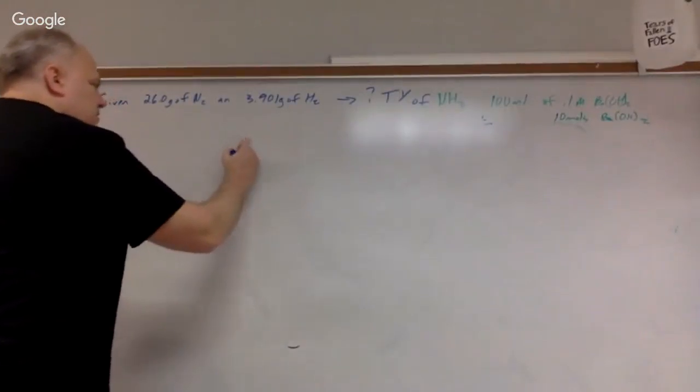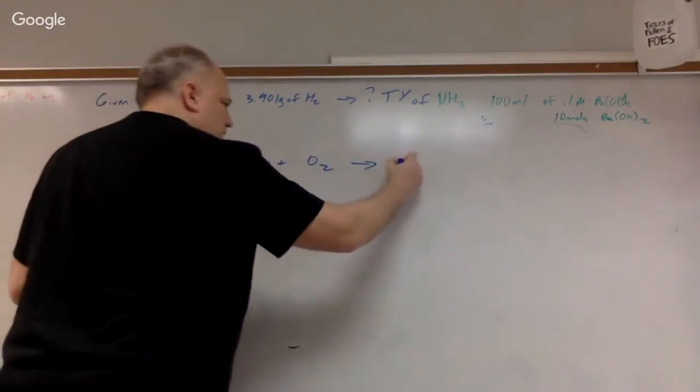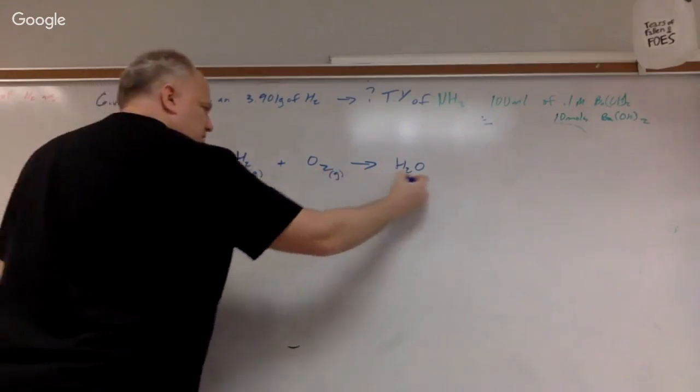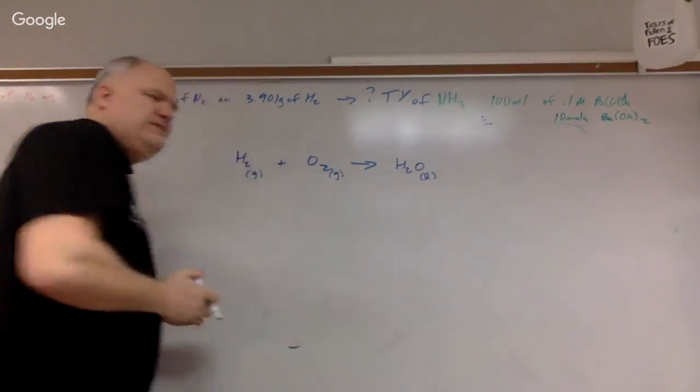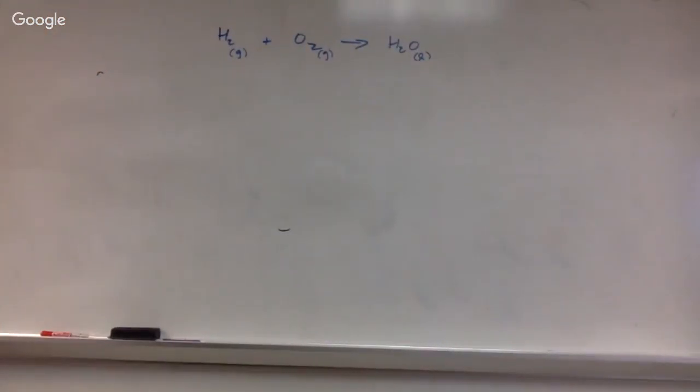Now, how do we figure out the limiting reactant? It's all about ratios. So I'm going to shift over to doing a problem on the board, and I encourage you to write this example down. We've used this before: H2 plus O2 goes to H2O. This is a gas, this is a gas, and this is a liquid. I've just gotten in the habit of putting the states of matter in there, even though it doesn't matter a whole bunch for our problem.